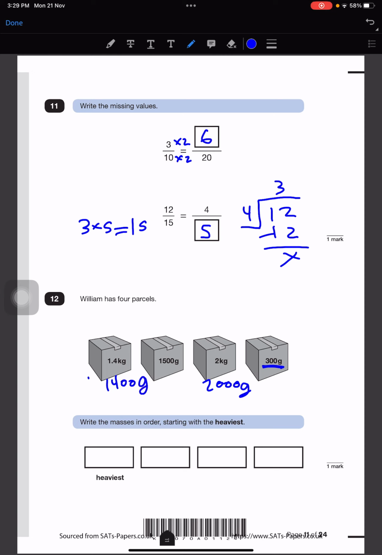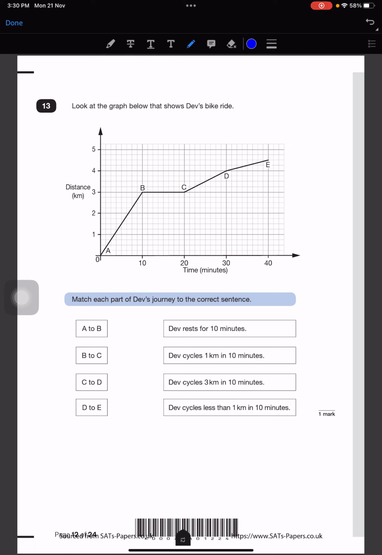Okay, so now we have to start from the heaviest, and the heaviest one will probably be 2 kg, and we'll have to write it as 2 kg. We won't write 2,000 grams. And then the next one will be 1,500 grams, and then the next one will be 1.4 kg, and then the last one will be 300 grams. Next, look at the graph below that shows Dev's bike ride.